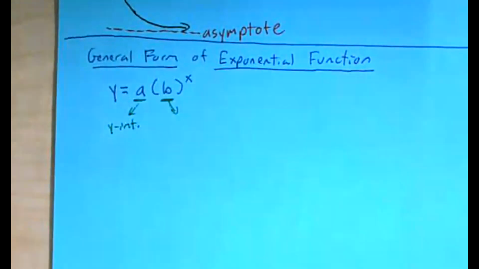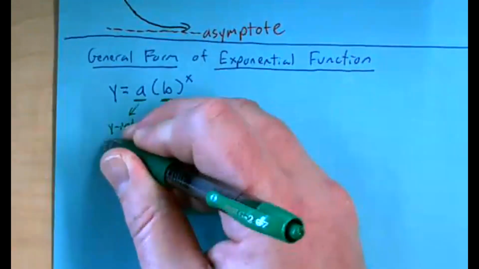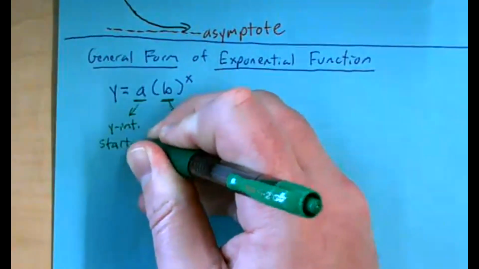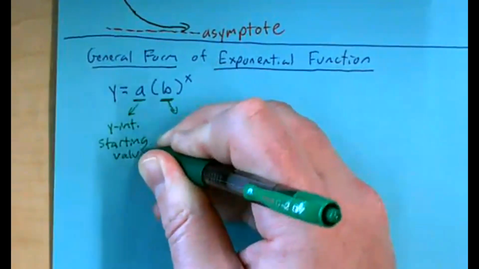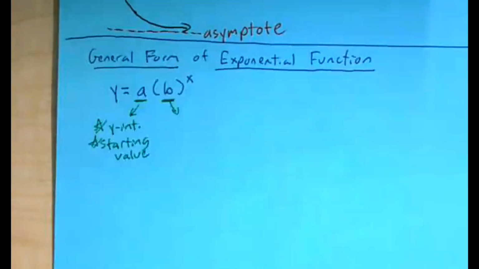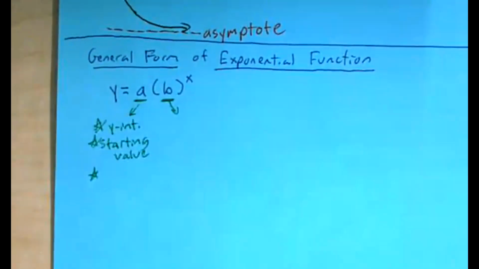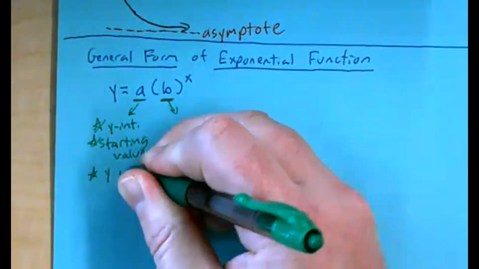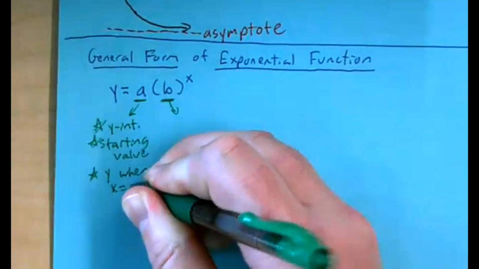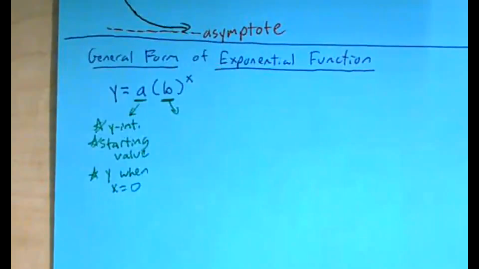And we also talked about A in terms of like a situation. Look at part B of number 20 that we just did a second ago. It was the starting value. And what do we look for on a table to find A? The 0th term. It had something to do with when X was 0. I'm going to write the Y when X equals 0. It's the Y when X equals 0.